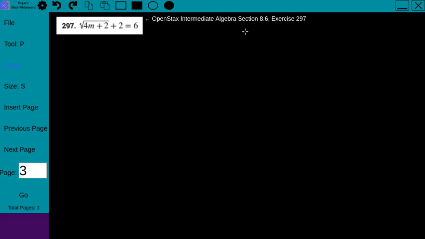This particular problem is section 8.6, exercise 297. So with a problem like this, or any similar type of problem, the first thing we want to ask ourselves is: is the radical term isolated? In other words, is it just something involving a radical with no addition or subtraction on the same side of the equal sign? And the answer in this problem is no. There's a plus 2 that's being added to this radical term.